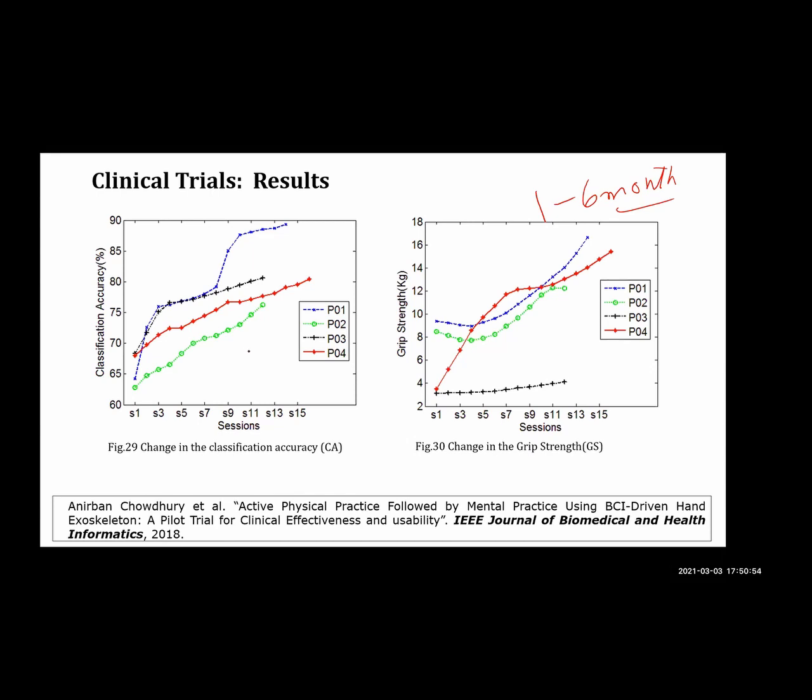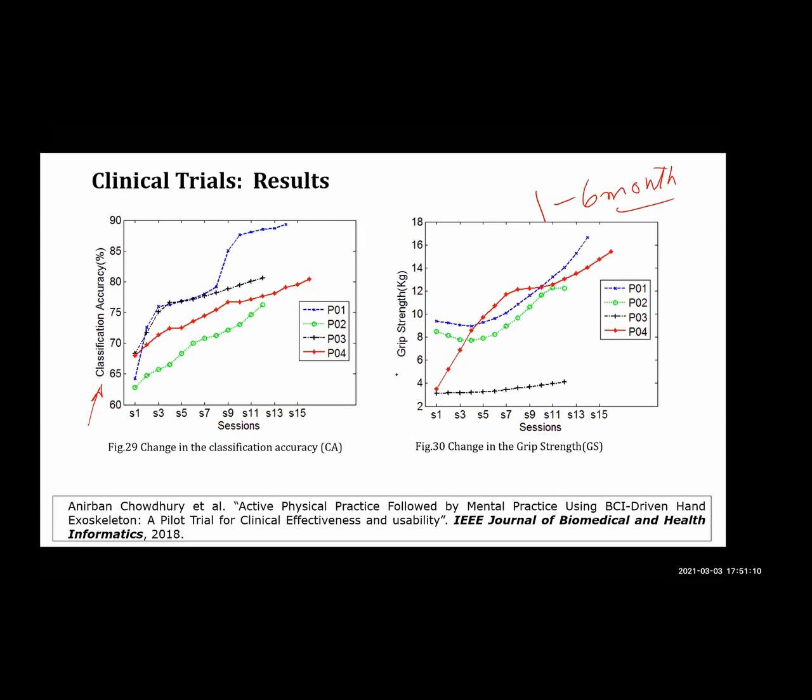At the end, we were left with 4 patients here in India. And what we find is the classification accuracy here. This shows that if the classification accuracy is higher, it means your neurons are firing much more in sync. That means there is either regeneration or reorganization.